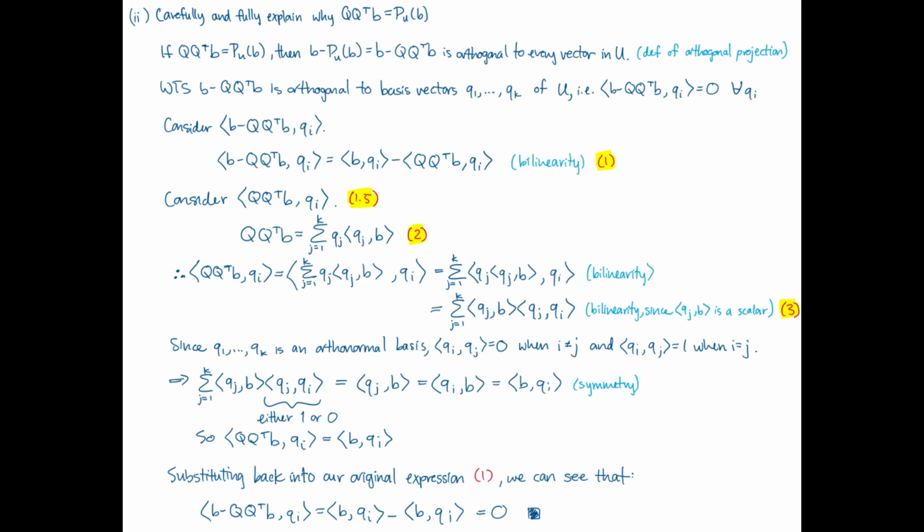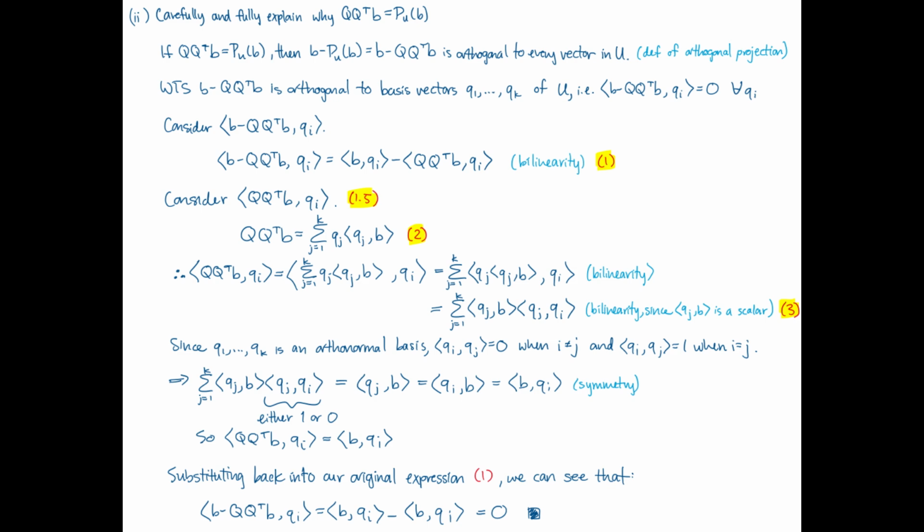First, we can expand the expression through bilinearity of inner products as seen in 1. Now consider the second term, 1.5, the inner product of Q transpose B and Qi, and consider the Q transpose B term. By the matrix multiplication, we have that Q transpose B is equal to the sum 2, which we can substitute into the aforementioned 1.5. Then we use bilinearity of inner products to rewrite the expression as shown in 3, which is legal since the inner product of Qj and B is a scalar.